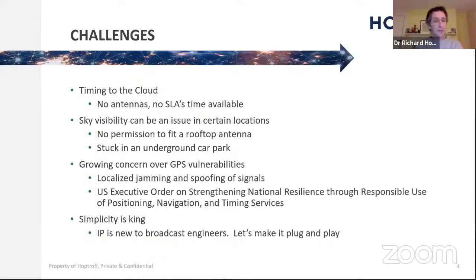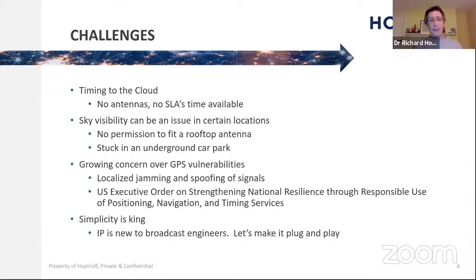Second issue is that you can't always put up an antenna, even if you're renting your own space, because the landlord may not let you. You may be in an outside broadcast situation where you're stuck in an underground car park, that kind of thing.